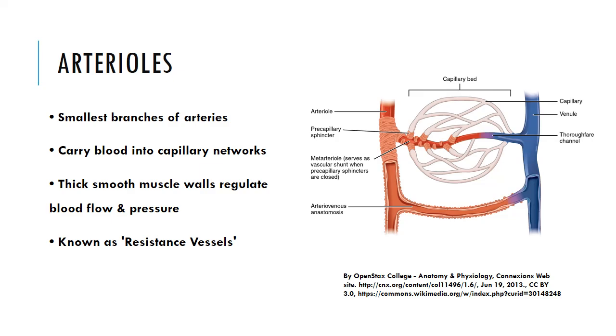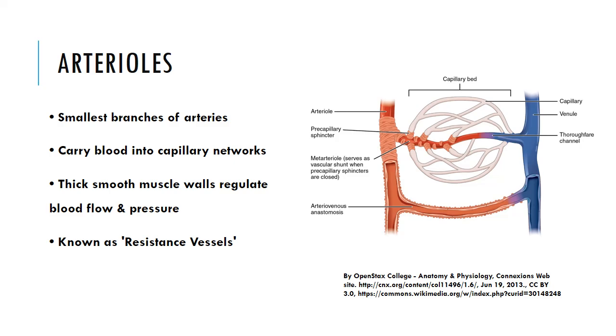Arteries are classified depending on the size of their lumen into large arteries such as aorta, medium-sized arteries like coronary artery, then arterioles and metarterioles. Arterioles are the smallest branches of arteries. You can think of them as the final highways before blood enters the tiny roads of the capillary network.